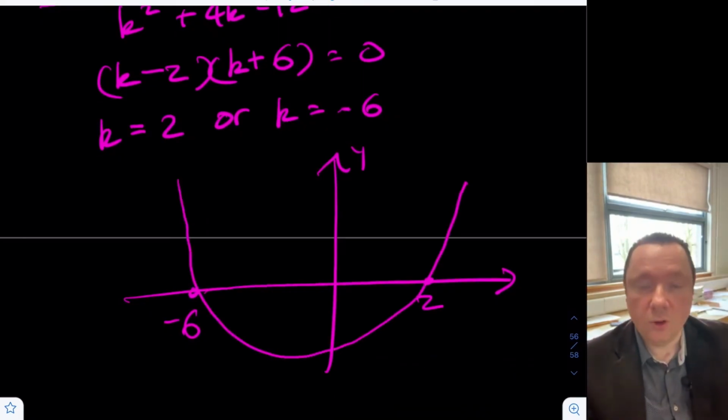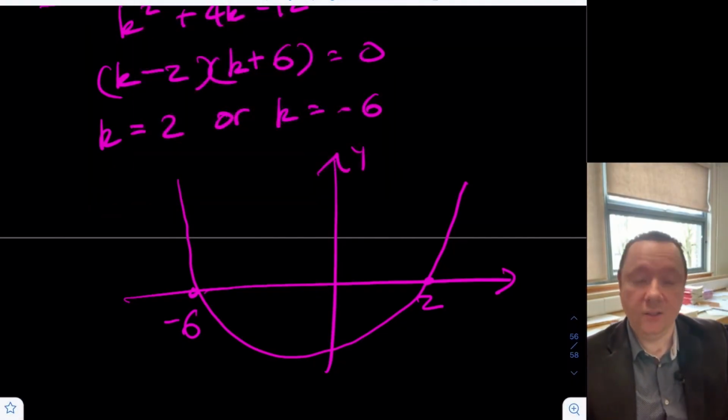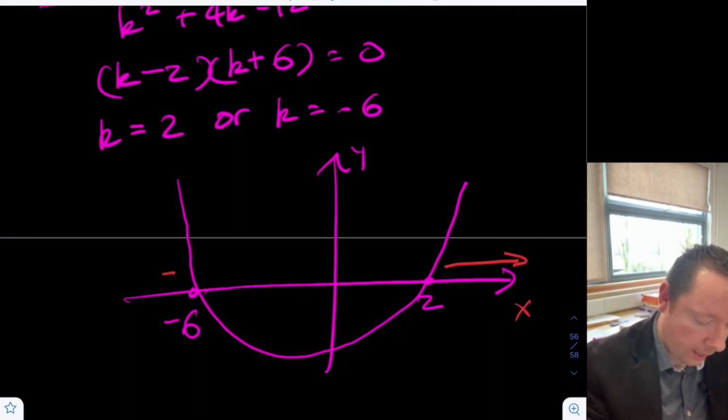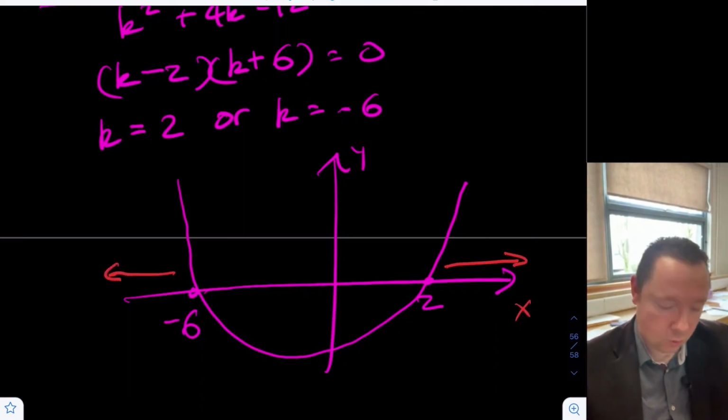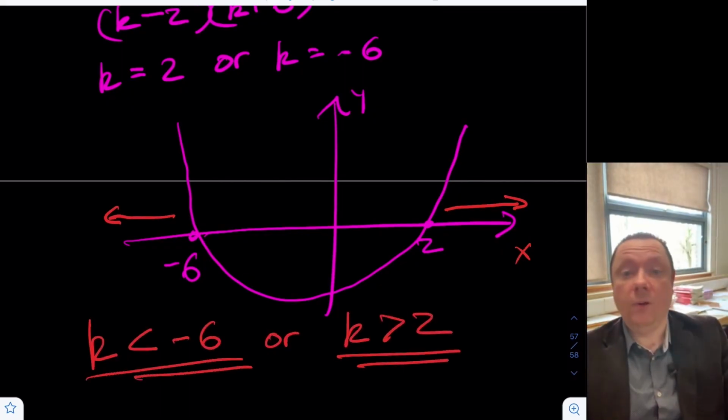We don't need the turning point or anything because we're just looking to see when is this bigger than 0. Well, it's bigger than 0 above the x-axis, so it's over this side, it's always bigger than 0, and over this side, it's always bigger than 0 as well. So our final answer is k is less than minus 6, or k is bigger than 2. And we're done there.